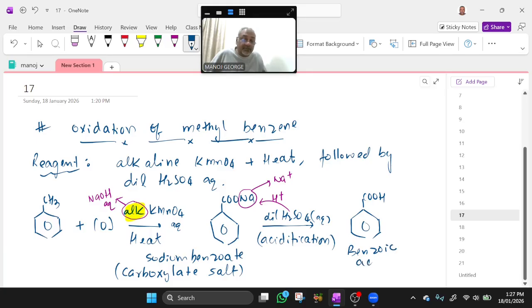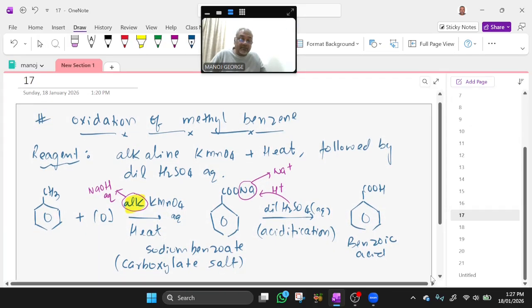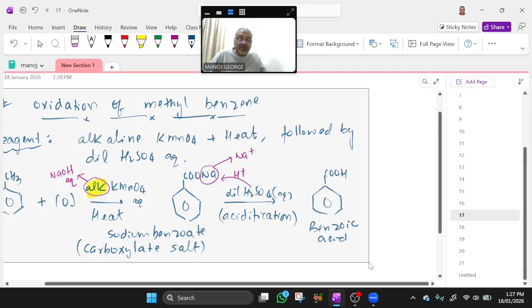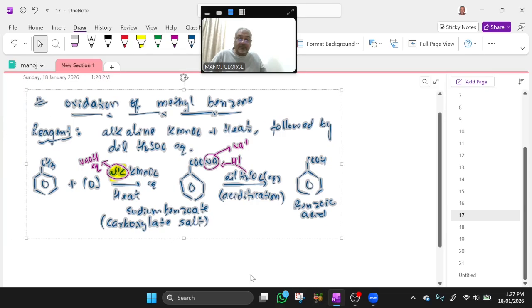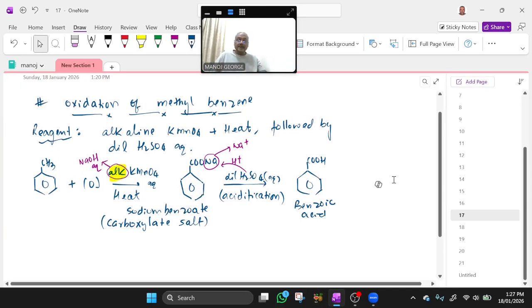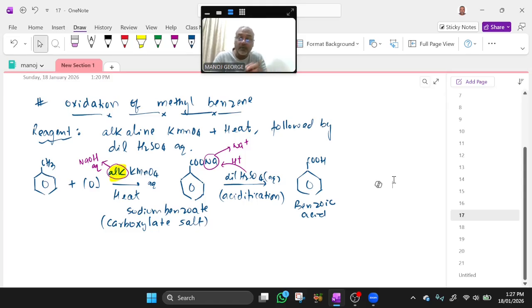So what you see now is the methyl benzene first changes to COONa, the CH3 changes to COONa, and then it changes to COOH in two stages. I'll tell you how some questions may be framed. Based on that, you may have to slightly change the presentation of your answer. Okay, I'll give you a few moments to copy down what you need. Just a small little heads up.